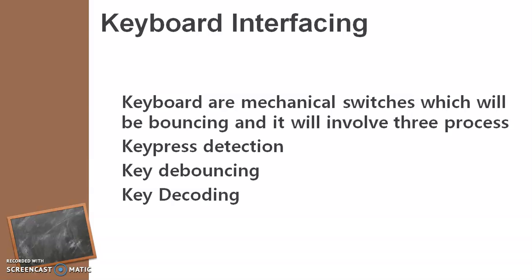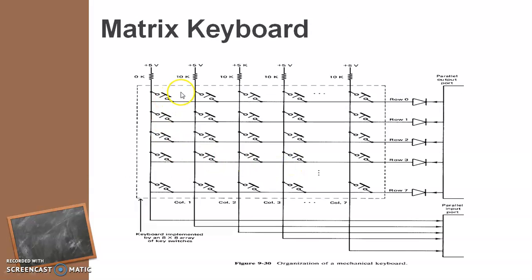Those are key press detection, to find whether any key has been pressed. Next, debouncing the key, because the key has to settle to a value. Then key decoding. These are the 3 steps involved. So let me take up a matrix keyboard. The keys are arranged in the form of a matrix.